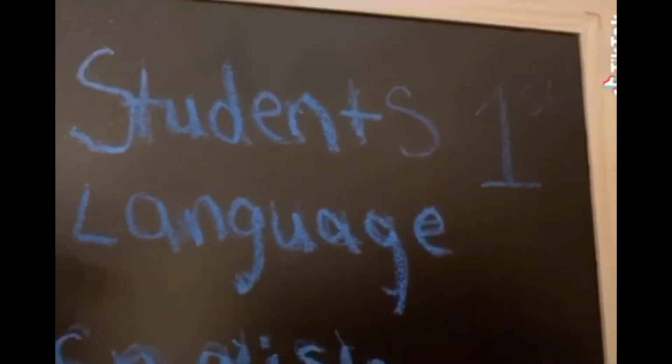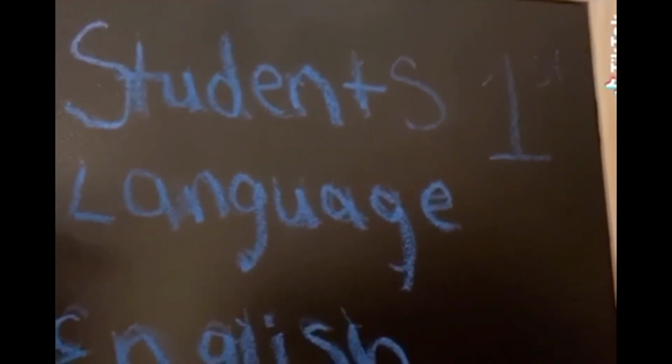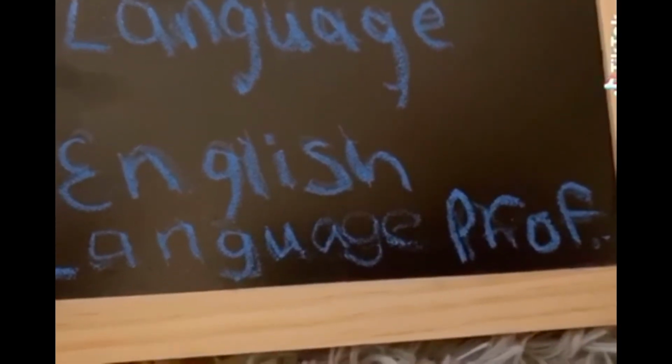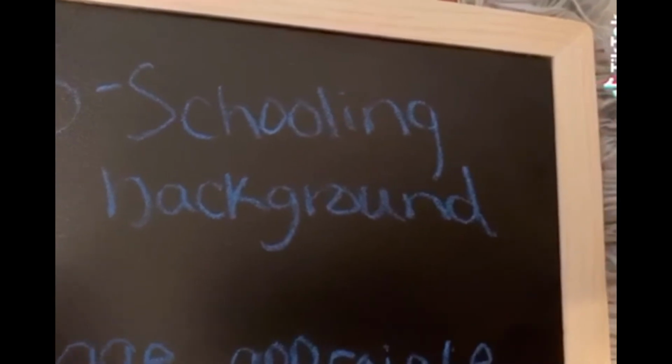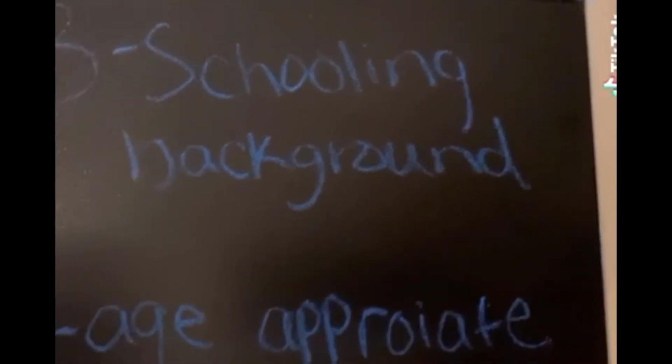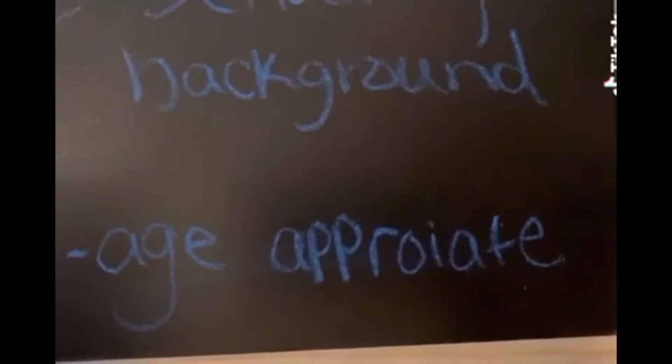The first is using the student's first language. The second is the student's English language proficiency. The third is the schooling background of the child and their background knowledge of the topic. And the fourth and final, if it's age appropriate or not.